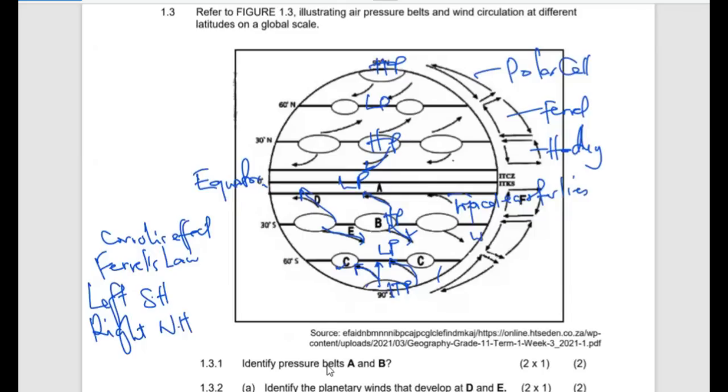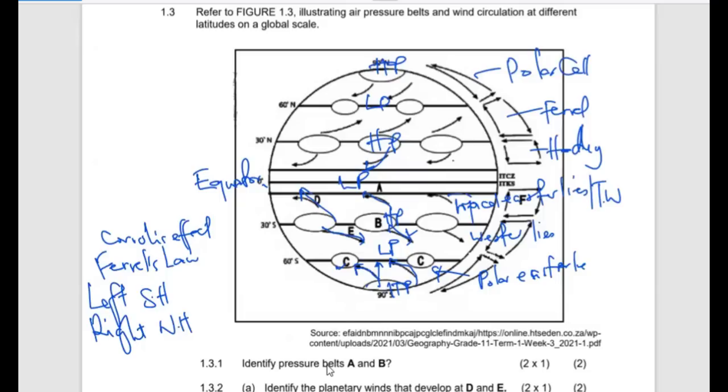Then we have a belt of the westerlies. And then lastly, we have this belt of the polar easterlies. These tropical easterlies are also called the trade winds. In other texts, you find them labeled as trade winds. It's one and the same thing, the tropical easterlies and the trade winds.